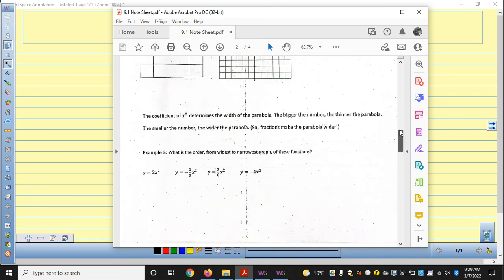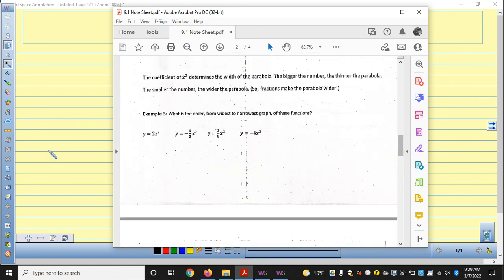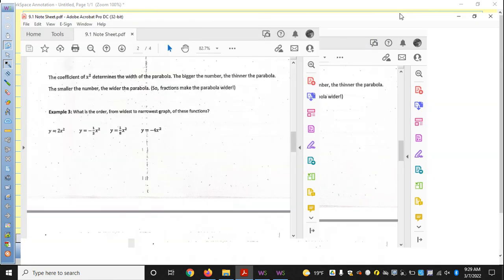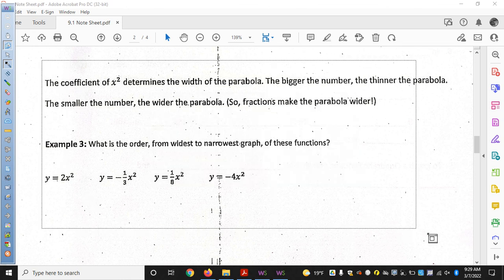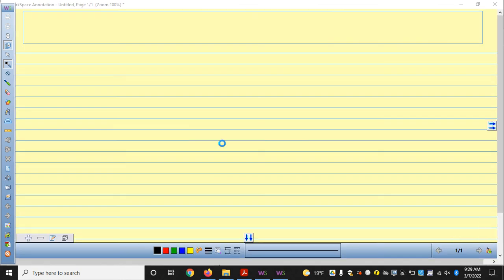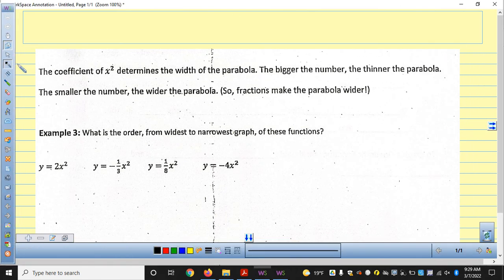So we should be right below example 2, is where we're going to start in today. So 9.1 part 2.